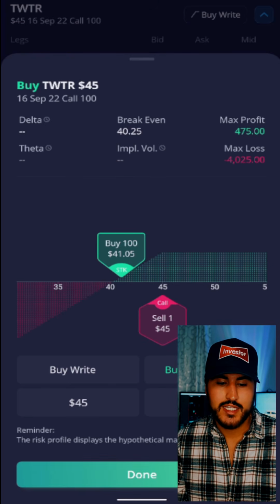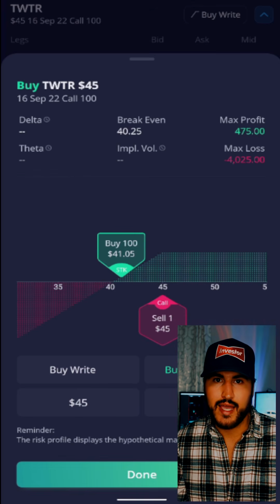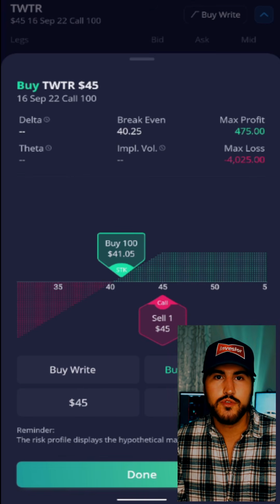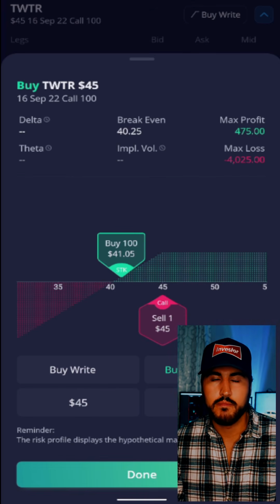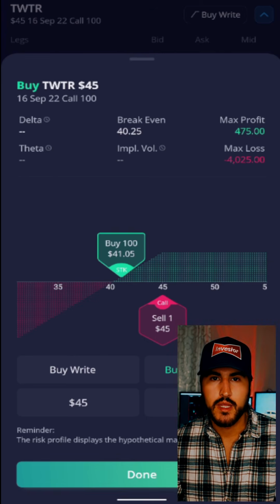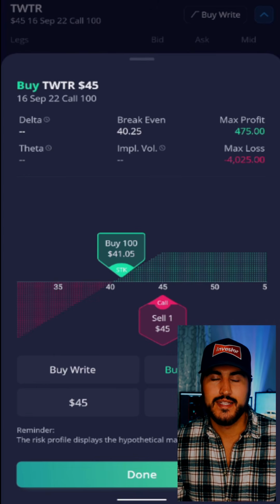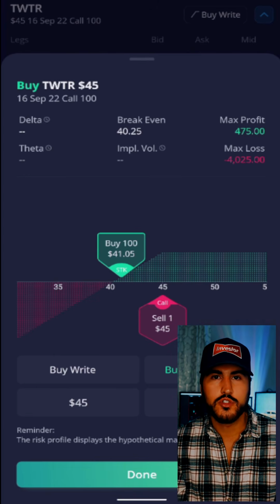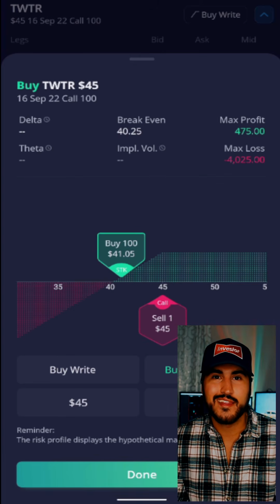Now, if the stock is below $45 at expiration, you can do this again and continue to collect premium, and you can move the strike price higher. You can continue to sell covered calls, continue to bring in premium, but you have to be willing to sell the stock at that strike price or buy back that contract. It's up to you what you want to do. You can also roll the contract. There's a lot of things you can do.